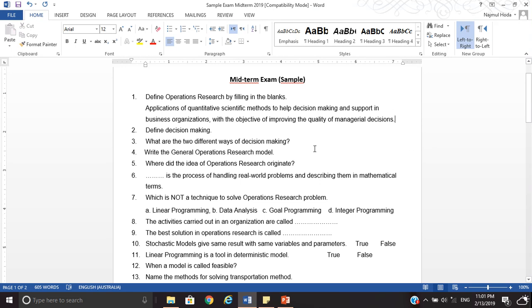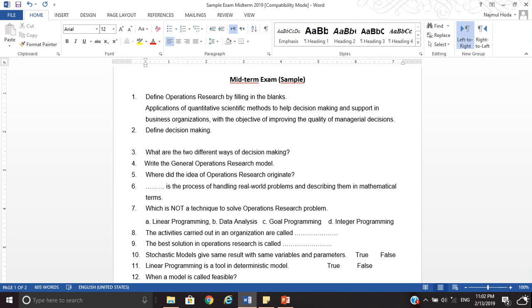You just have to pay attention to the definition. This may appear in the exam in another form also. Then the second question is, what is decision making? It is a process of selecting between two or more alternatives.